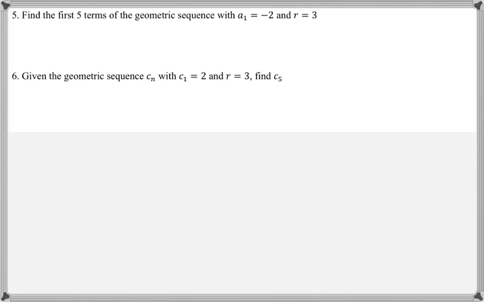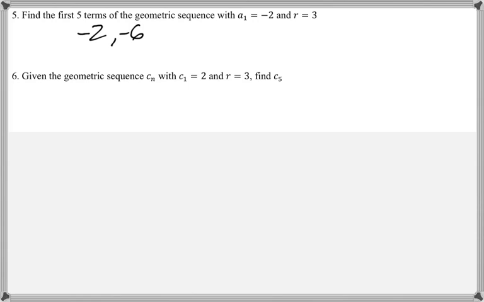On number 5, it wants us to find the first 5 terms of the geometric sequence with a1 equal to -2 and r equal to 3. So our first term is -2, and then to generate all of the other terms we need to keep multiplying by 3. So if I multiply -2 by 3, I get -6.